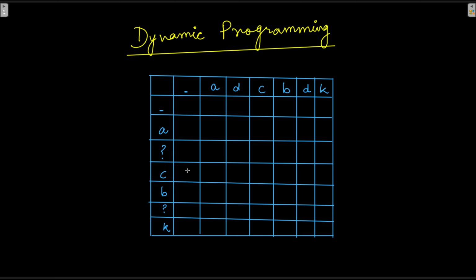Let's take another example now. ADC BDK, the string remains the same, but pattern is slightly different. Now we are going to match it against this pattern where we have a question mark as well as another question mark. So two question marks we have here.